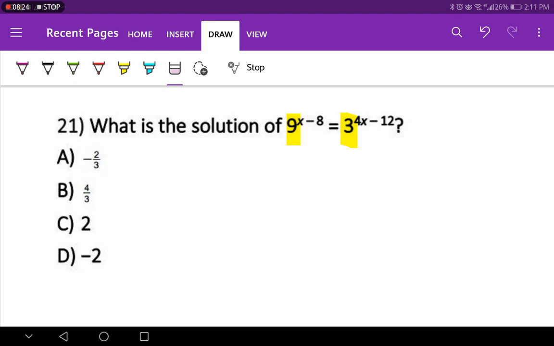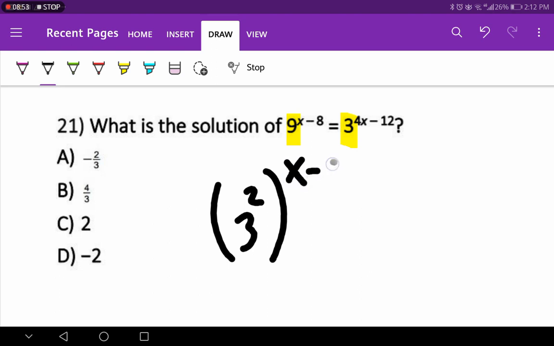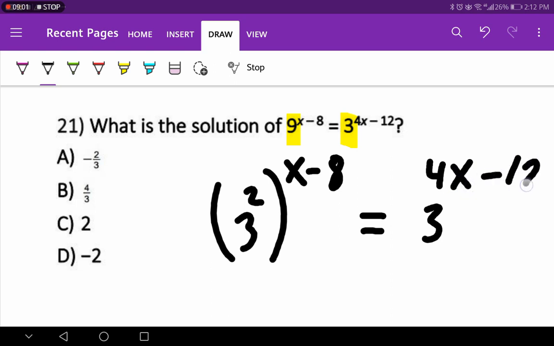Now what do we have to do? We have to look for the same base. We have to look at the 9 and make it like the 3. So Muhammad, the 9 will be what? 3 with power 2, because 9 comes from 3 multiplied by 3, two times. So this is 3 to the power 2, raised to x minus 8, equals 3 to the power 4x minus 12.